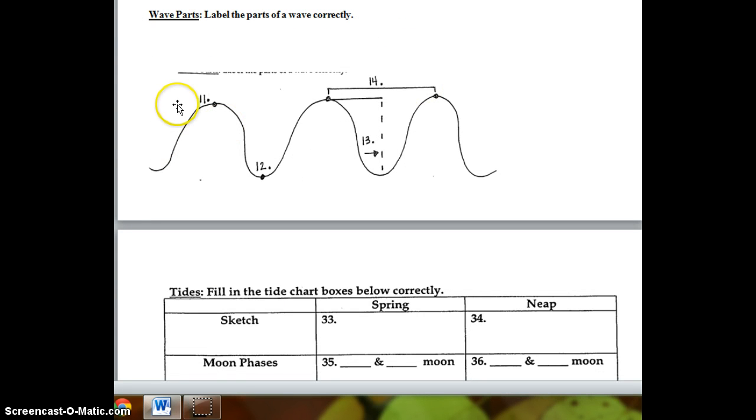For the wave parts, right over here at the top of this wave, that's a crest. At the bottom of this wave, the lowest part of a wave is the trough. From one crest measuring over to another crest is the wavelength. And then from the top of the crest down to the trough, that's the wave height.